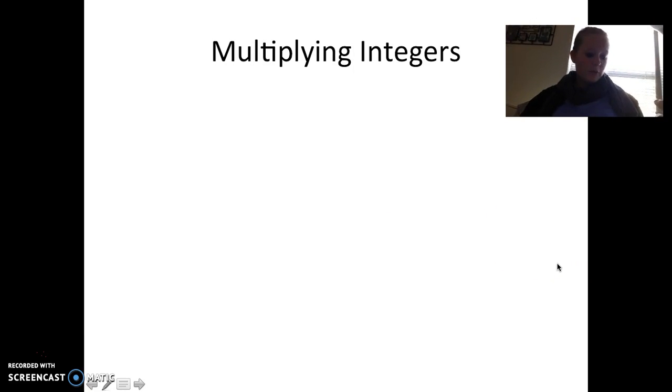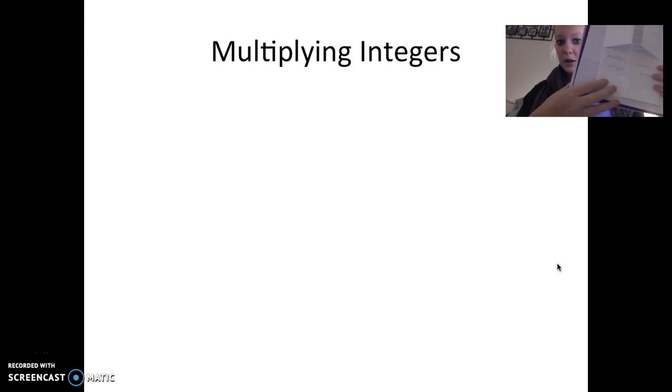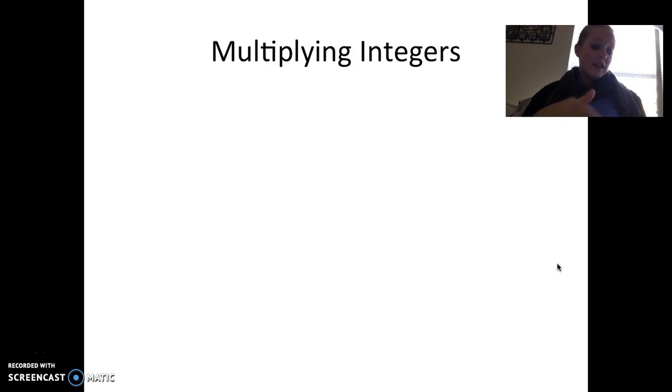So the first one that we're going to talk about is multiplying integers. On your foldables, I would like you to put your multiplying integers as you're looking at your paper right here on my paper. I want you to title that on the outside. As you're looking at it, it's your bottom left-hand flap. So you're going to title that multiplying integers.